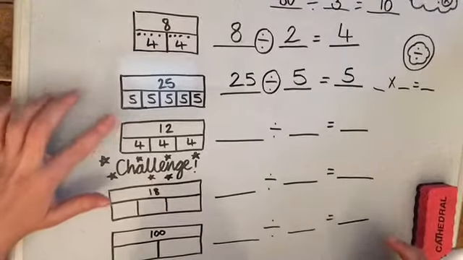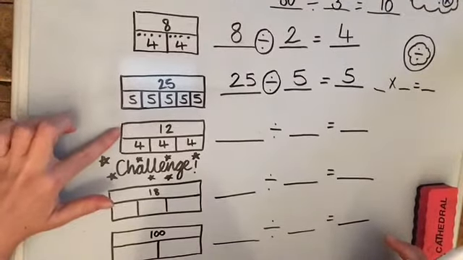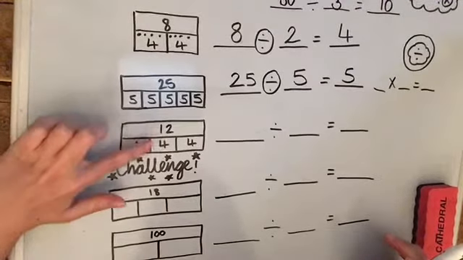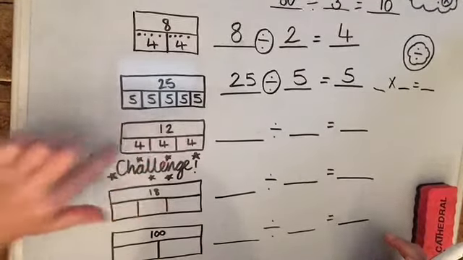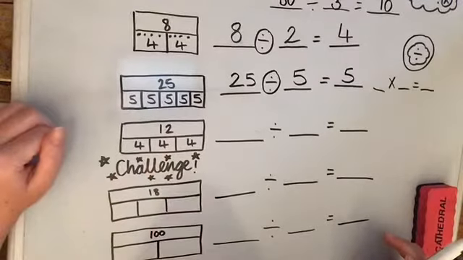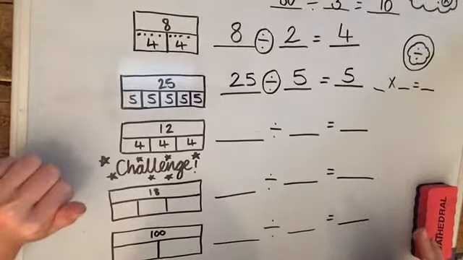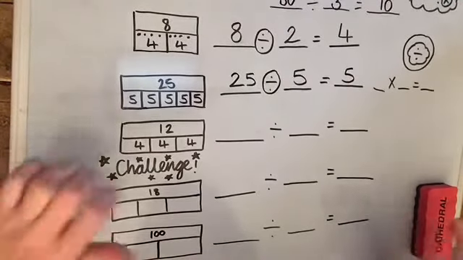Let's have a look at this one. What information is it telling me? It's telling me that there's a larger number that's 12. It's telling me there's some equal groups at the bottom and there's 4 in each one. When I say pause, I want you to pause it and have a go at that number sentence without my help, and then we'll check it together. Are you ready? Pause.